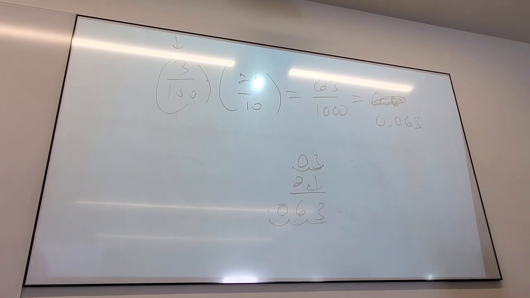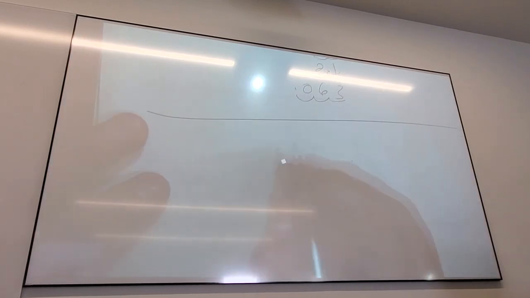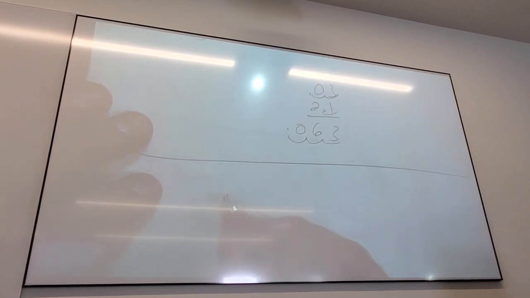Okay. What about division then? Can somebody remind me, how would I divide? How would I do this problem? 0.7 into 502.